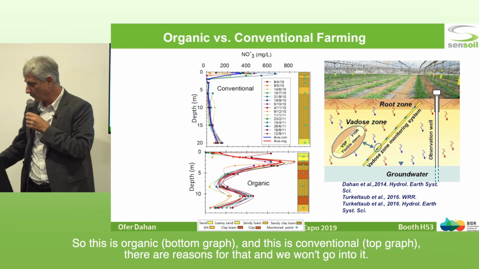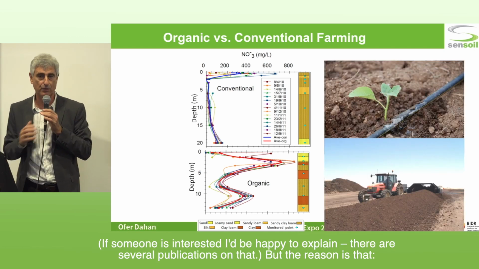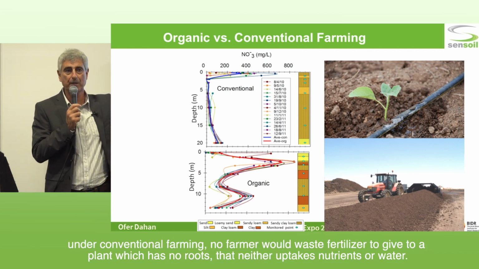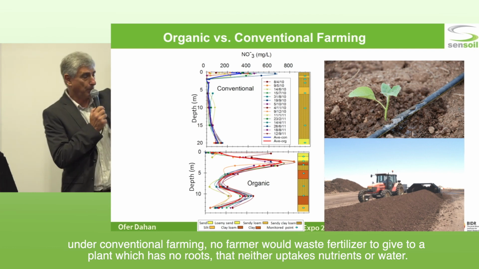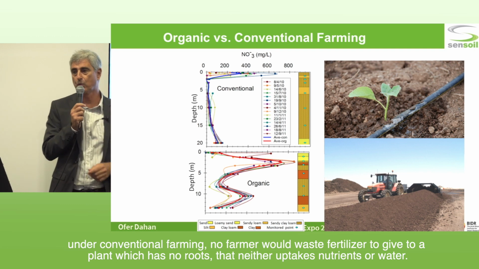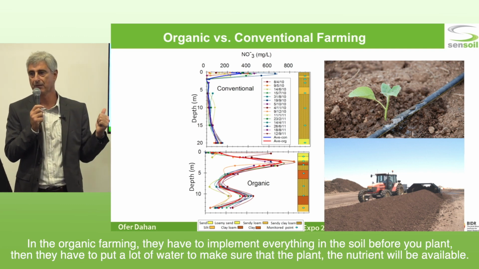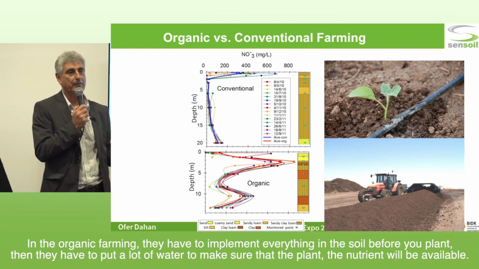And there are reasons for that, and we won't go into it. If someone is interested, I'd be happy to explain. There are several publications on that. But the reason is that in conventional farming, no farmer will waste fertilizer on a plant which has no roots to uptake the nutrient or the water. While in the organic, they have to incorporate everything into the soil before we plant. Then you have to put a lot of water to make sure that the nutrient will be available.